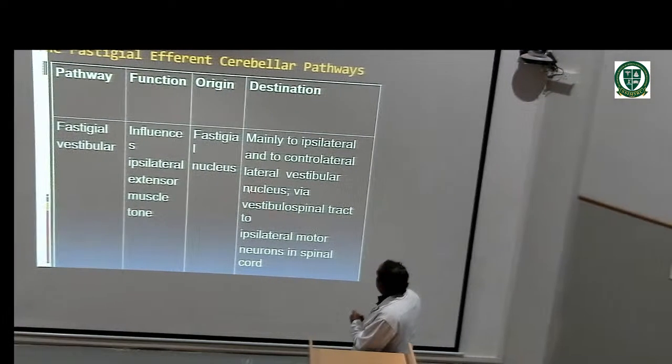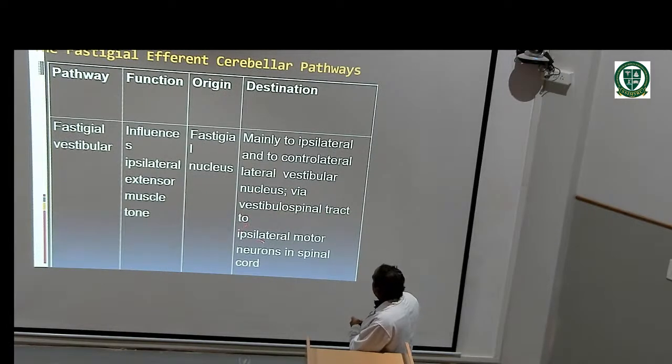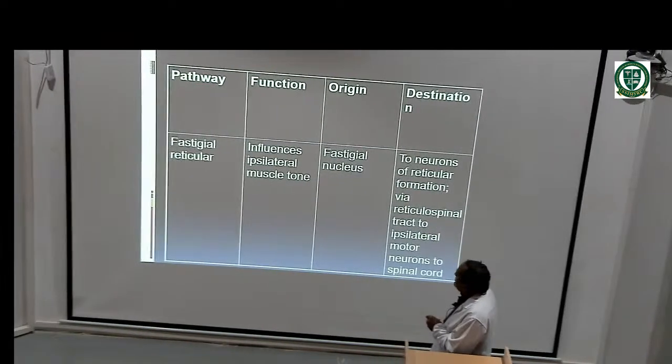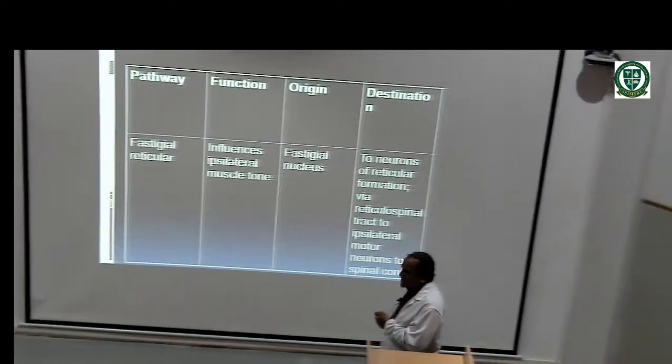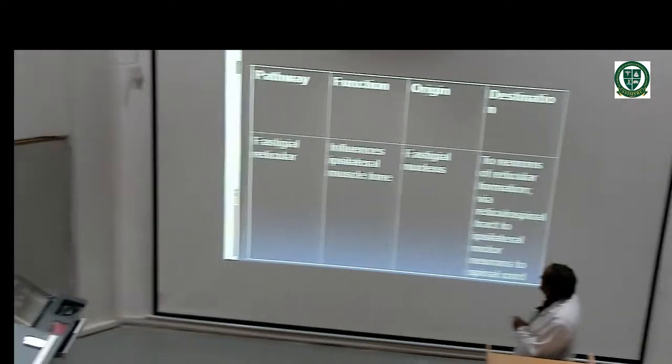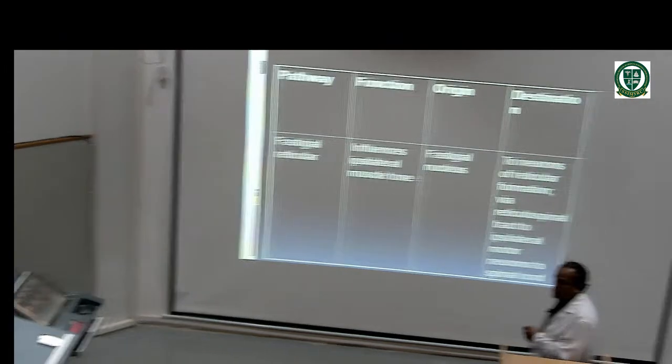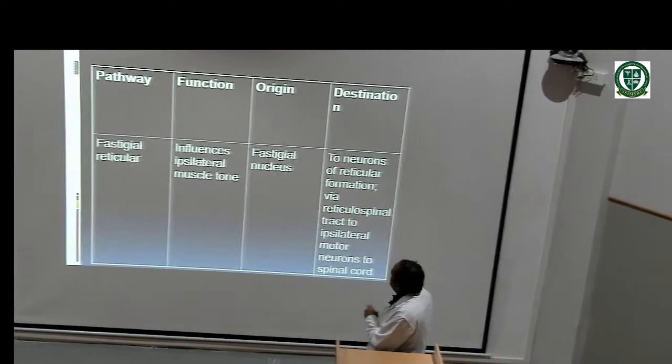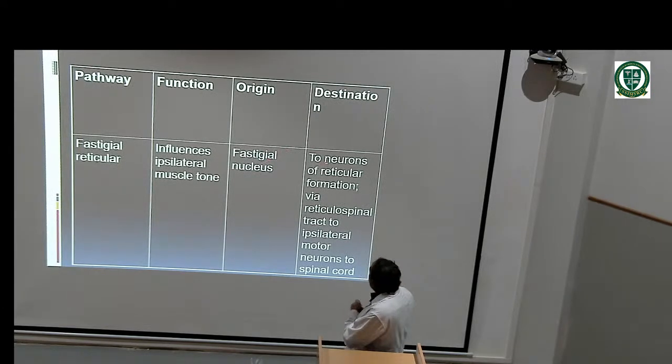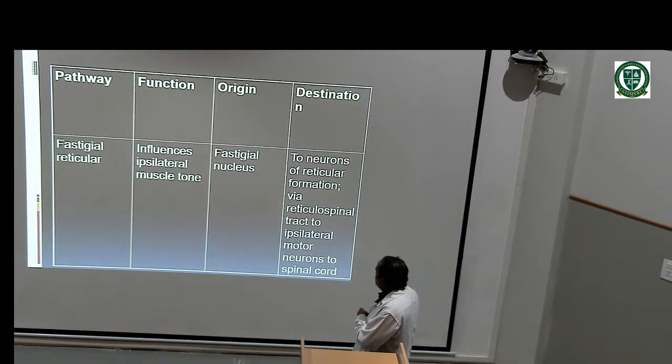So this is via vestibulospinal tract. They will end at the ipsilateral motor neurons in the spinal cord. So next pathway is fastigial reticular. It influences ipsilateral muscle tone. Origin is from the fastigial nucleus, and they will end in the neurons of reticular formation, and they will end in the ipsilateral motor neurons of the spinal cord via reticulospinal tract.